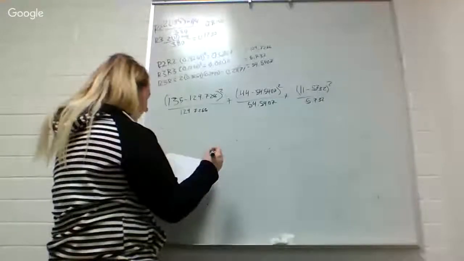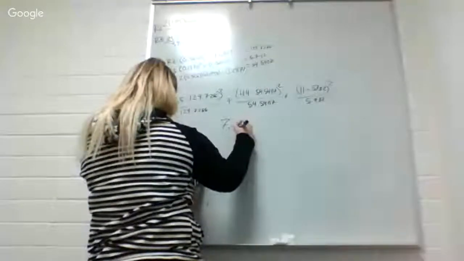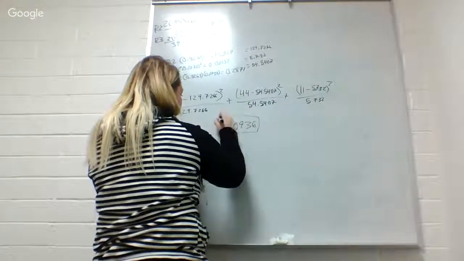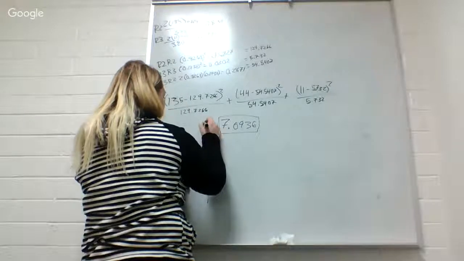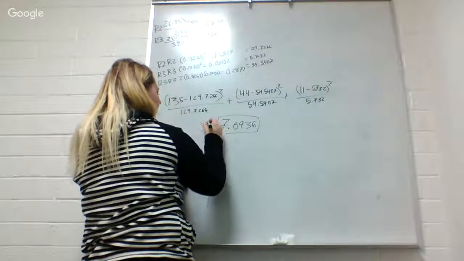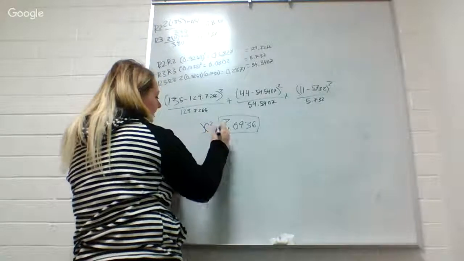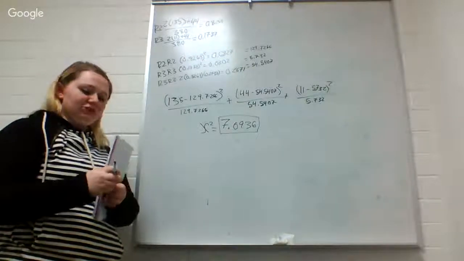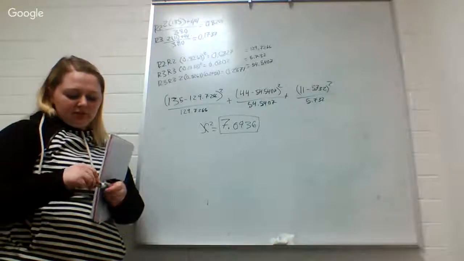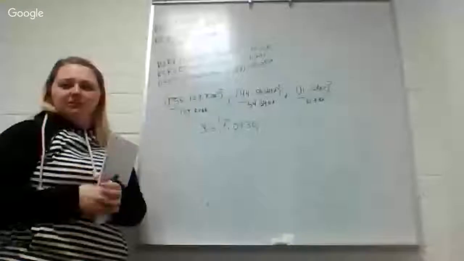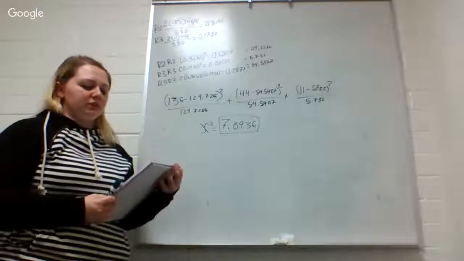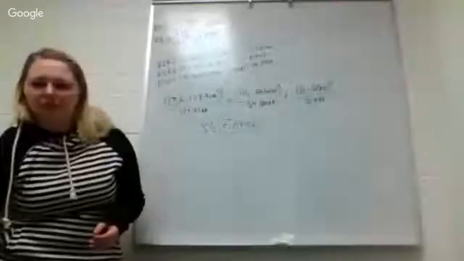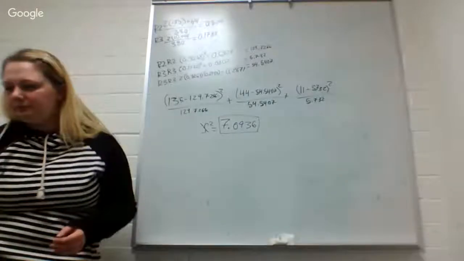That'll give us 7.0936 for our chi-squared. And because that number is so high, we're going to reject this. And we could say that we could reject this because it's not a very good sample, or there are many other reasons why this data set just didn't work. So that'll bring us to number 5.